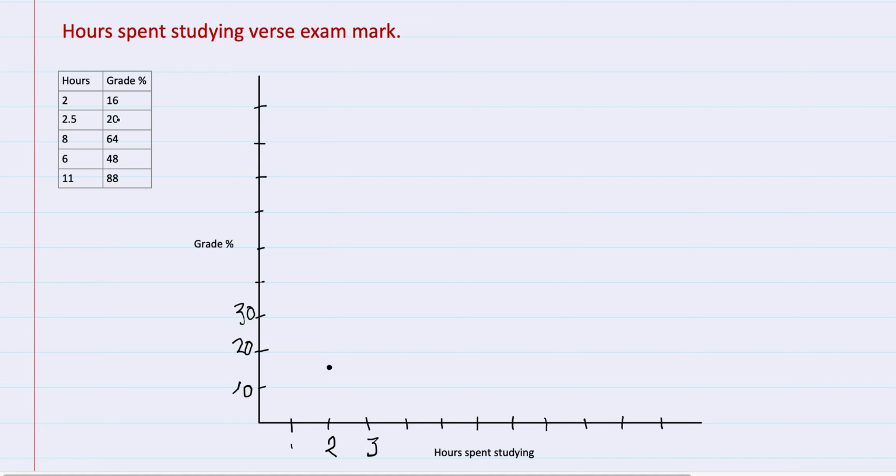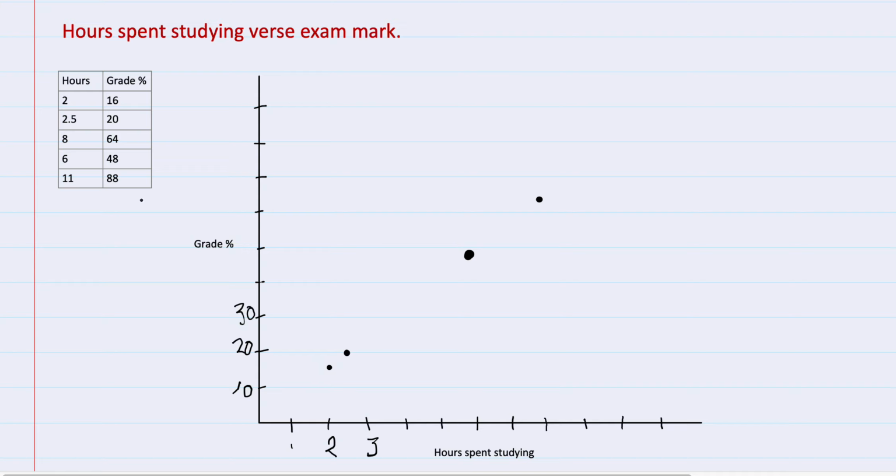This person spent 2.5 hours studying and they got right on 20%. So right here. This person spent 8 hours studying, so 1, 2, 3, 4, 5, 6, 7, 8 hours studying, and they got a grade of 64%, so that would be 50, 60, around there. 6 hours studying, we're coming back. 4, 5, 6 hours studying, they got a grade of just under 50%. There. And you can see we're getting lots of little different dot points there.